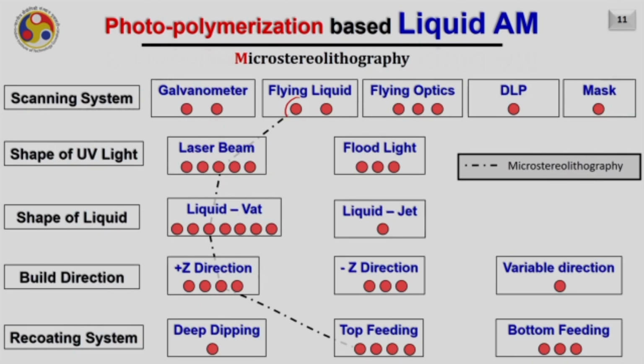Our next process uses flying liquid. A sharp laser beam on a liquid wet builds the part in the plus Z direction and utilizes top feeding, and hence it is called microstereolithography.